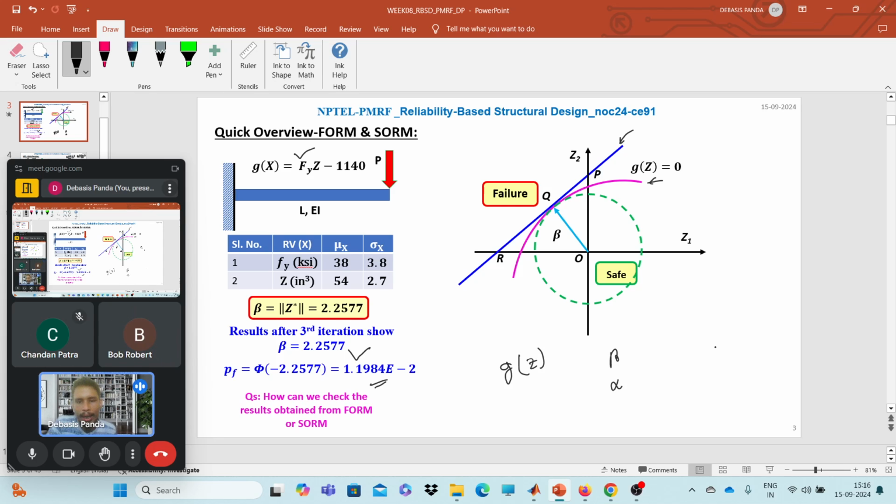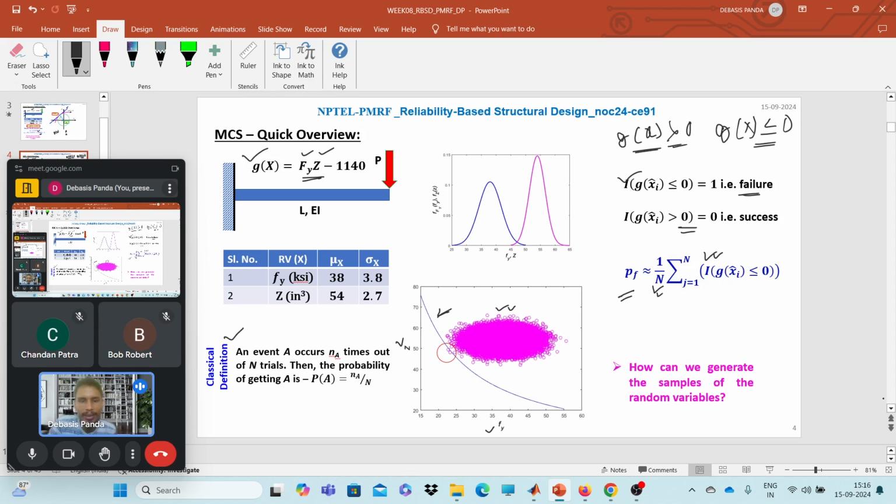Okay, so we have already seen the gradient based reliability analysis, FORM and SORM. Now the question is, is there any other way to solve the reliability problem? Yes, we have simulation based techniques. Now in the simulation based technique, focus on this: if we have a limit state with two random variables, fy and z, then in the simulation based technique we generate the random samples of these random variables. So here, look, we have generated the random samples of this fy and this z.